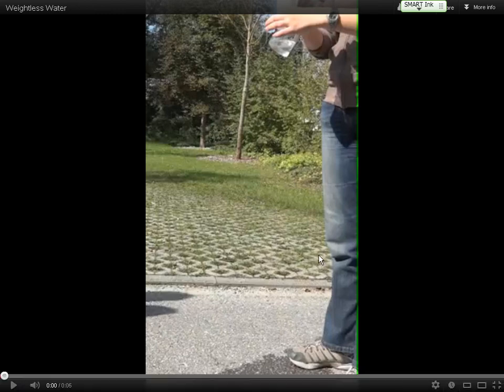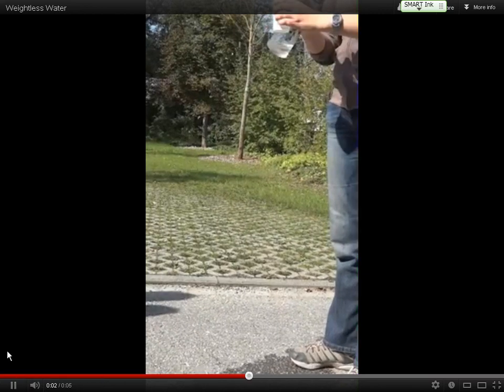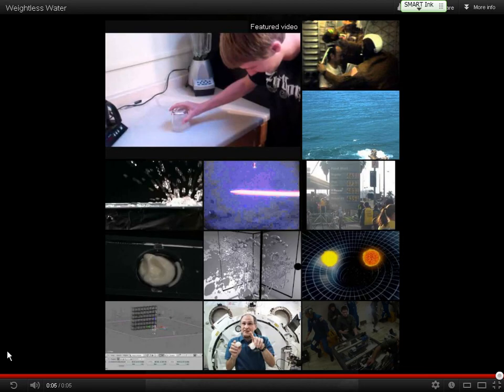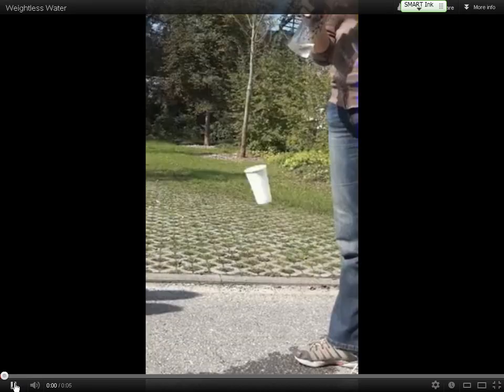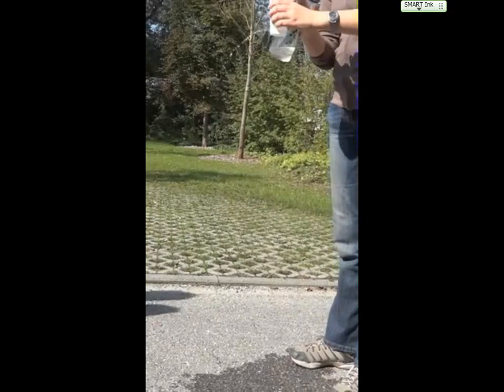Did you see it happen? Okay, did the water continue to come out of the cup as it was dropping? No, okay? So it's going to fall as one object, not as two. Just keep that in mind as well.